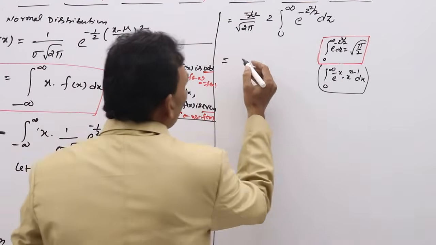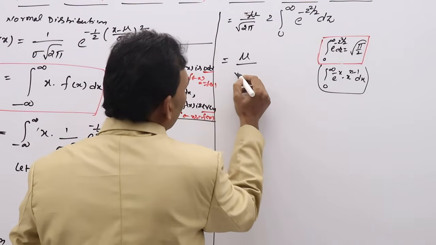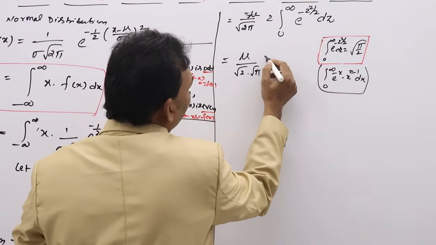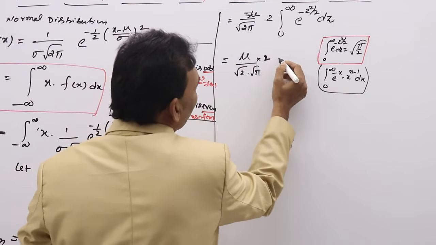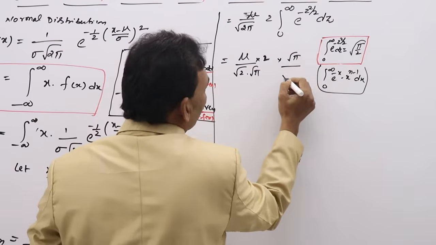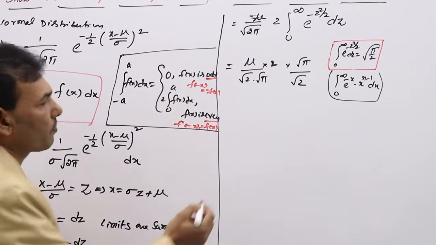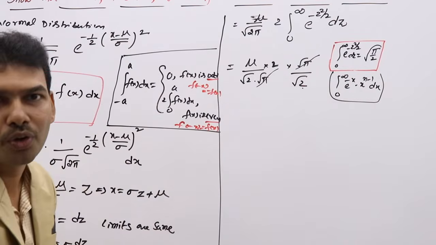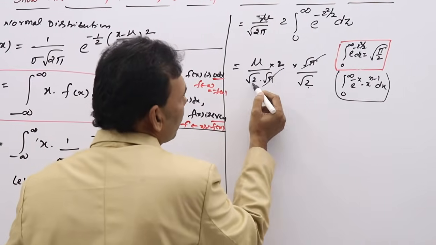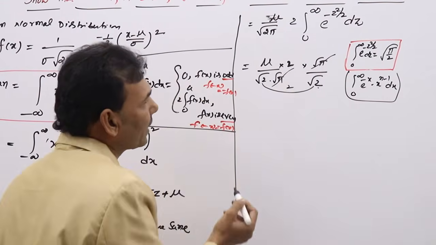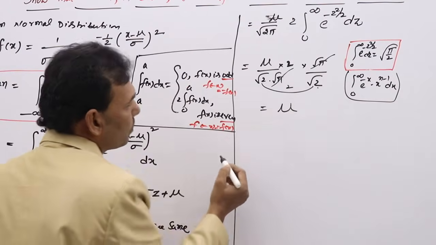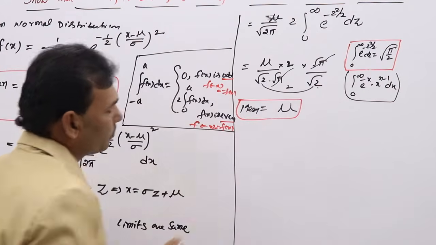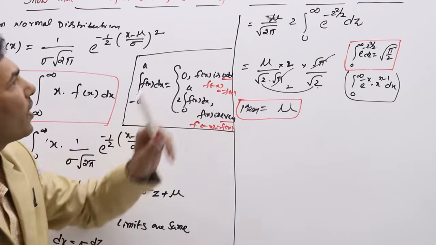So if you write that value root pi by 2, what happens? Mu by root 2 into root pi. This root of pi by 2, I am writing like root pi by root 2. Then root pi gets cancelled. Root 2 into root 2 is 2, and this 2 gets cancelled. What is left over? Mu. So the mean of the normal distribution is mu.